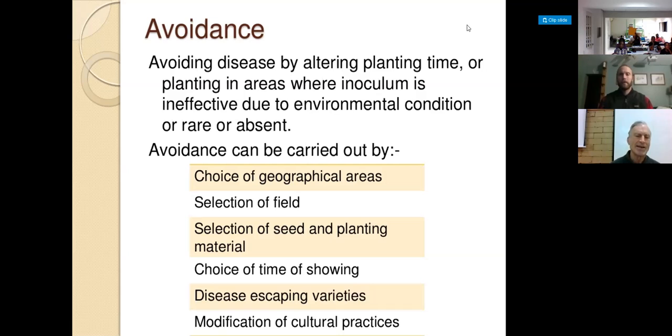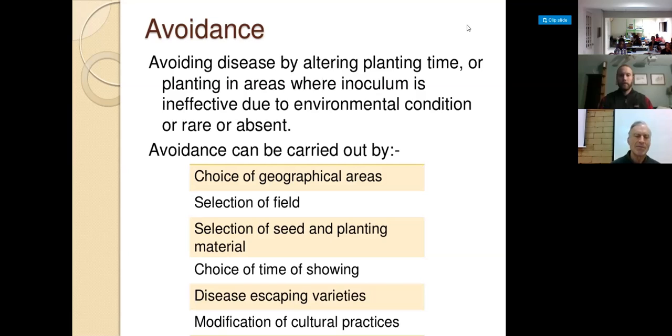Sometimes you can avoid a disease by choosing what time you plant the crop. Like some diseases might be prevalent on some crops in the middle of the rainy season and not so much at the beginning of the rainy season. So you can choose the time that you're planting your crop to minimize disease. Or there might be some varieties that are not susceptible to disease.